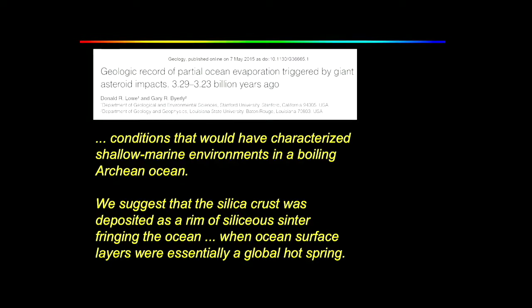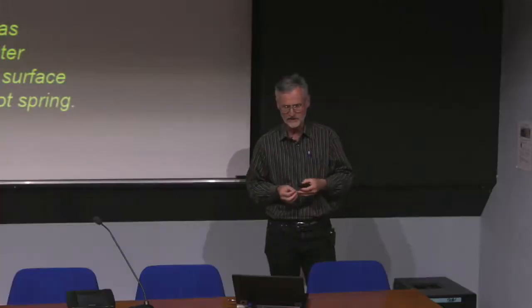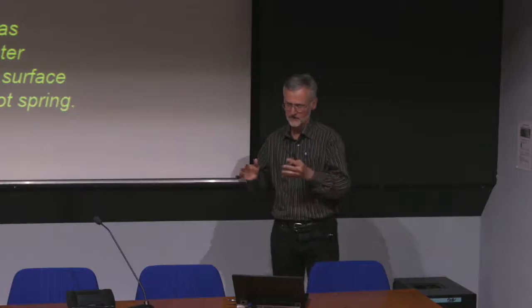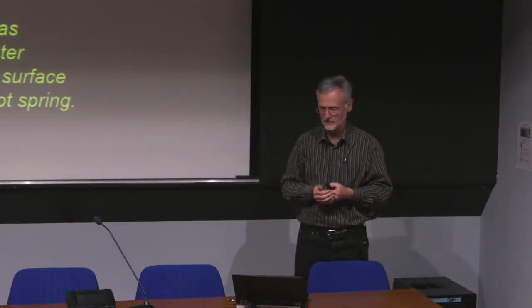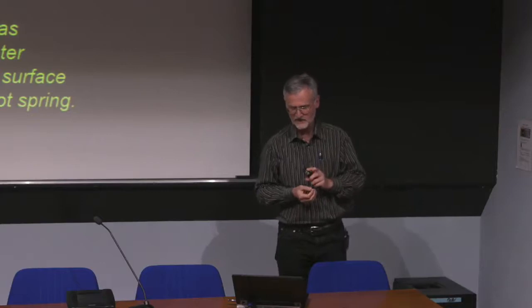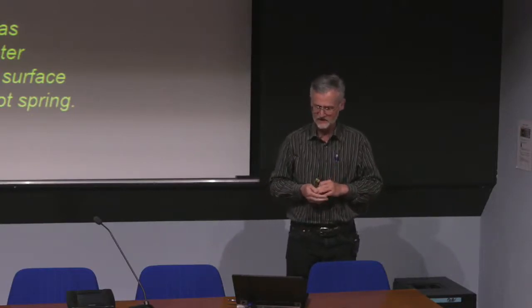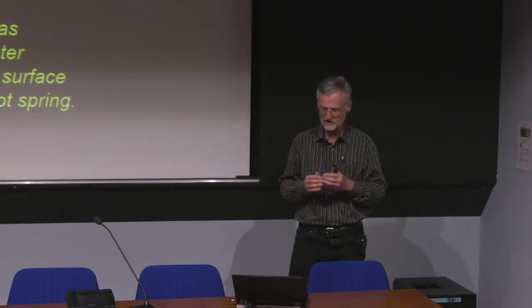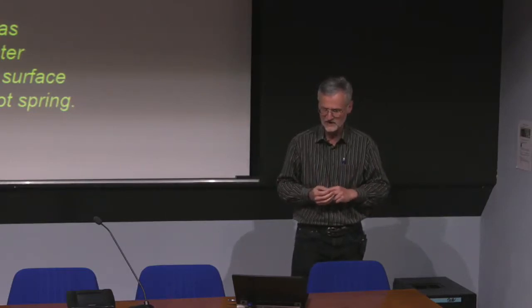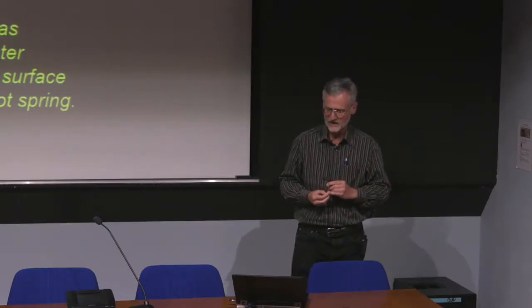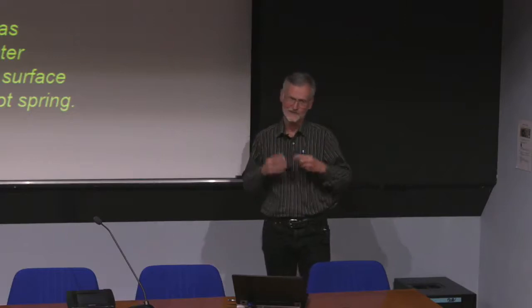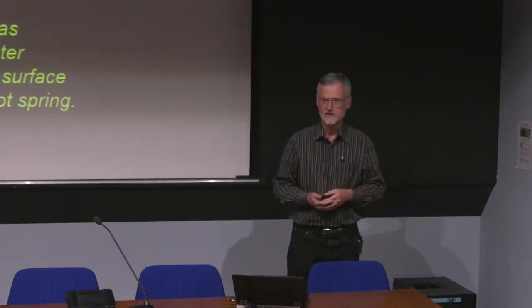And here you see parts of the last 2 sentences. They're talking about a particular outcrop: conditions that would have characterized shallow marine environments in a boiling Archean ocean. That's what they observe in an about 5 meter high outcrop in the Barberton Greenstone Belt. We suggest that the silica crust was deposited, that's what they found there, as a rim of siliceous sinter fringing the ocean, when ocean surface layers were essentially a global hot spring. Yeah, so nice comparison. You're boiling the oceans for a couple hundred years.